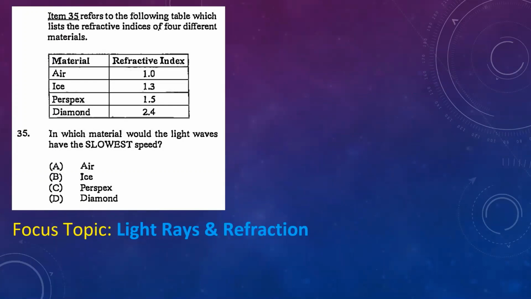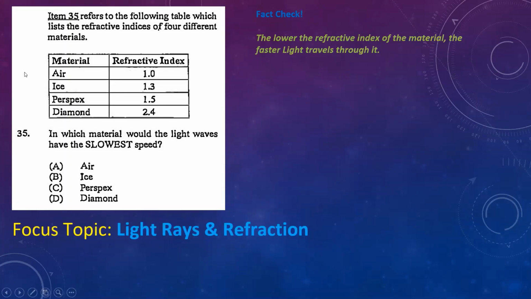Number 35, in which material would the light waves have the slowest speed? Now, the speed that light travels is based on the refractive index of the material, and it travels slower in materials that have a greater refractive index. And we see here diamond has the greatest refractive index, and so it would travel slowest in diamond. And your answer is D.